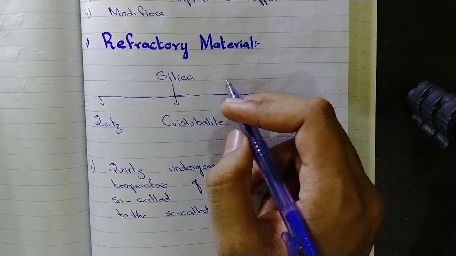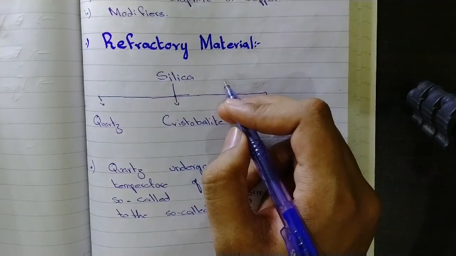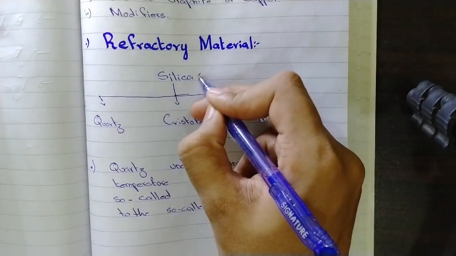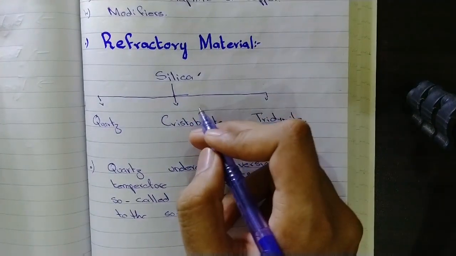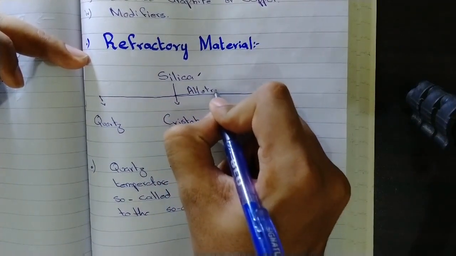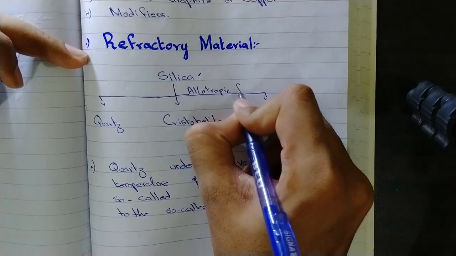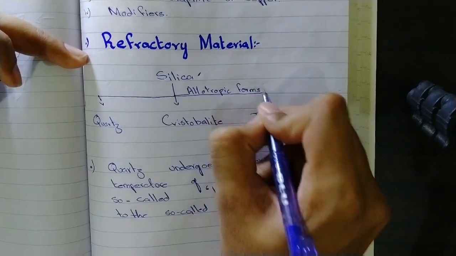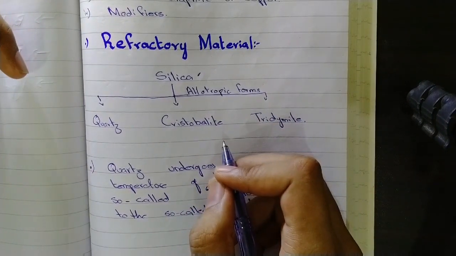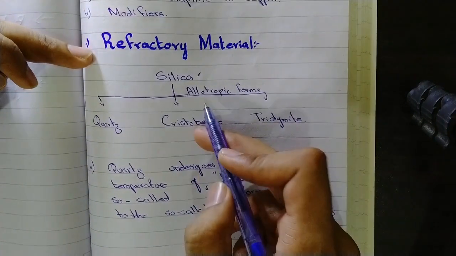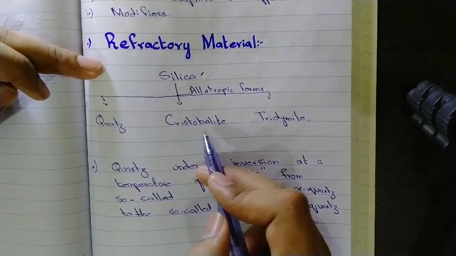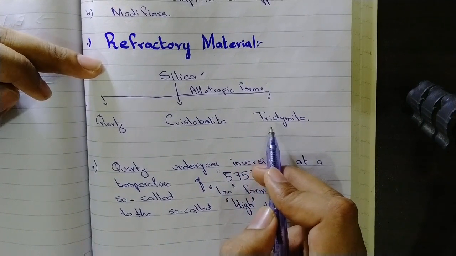Now we will talk about the refractory material which is used in gypsum bonded investment material. Silica, as I mentioned earlier, is the refractory material used in this investment. Silica has three allotropic forms. Allotropic forms means that they have the same chemical formula but they are arranged differently in a physical manner. So the three allotropic forms of silica are quartz, cristobalite and tridymite.